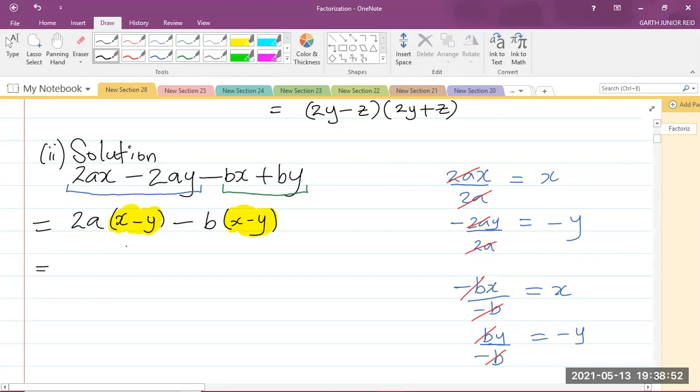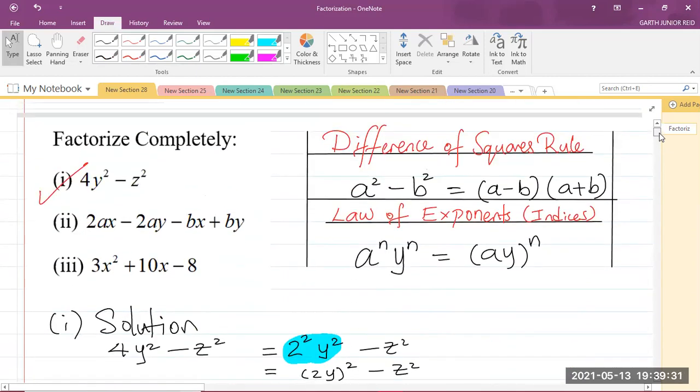This is now equal to, clearly you can see that x minus y is a common factor in both terms. So we're going to factor out now the x minus y. When you factor out the x minus y, all you have to do here now is just write what is remaining, and the terms remaining are basically the terms outside of the brackets. So this is the answer for this question in part 2, x minus y multiplied by 2a minus b. I hope you understood that. So we have now completed the second part of this question.